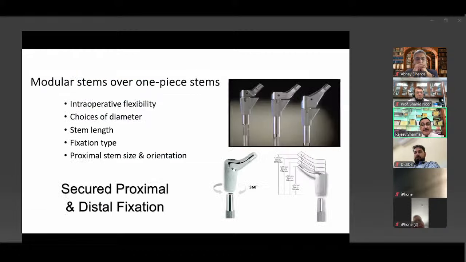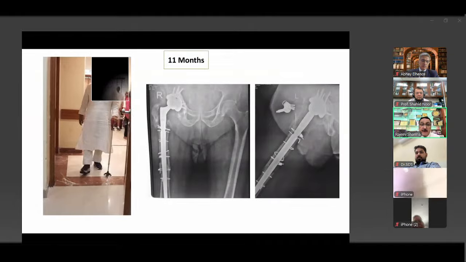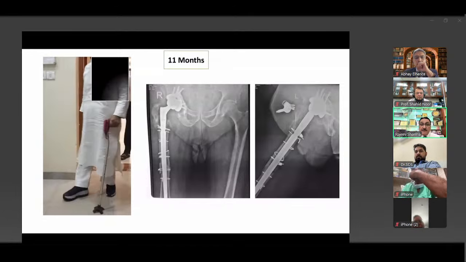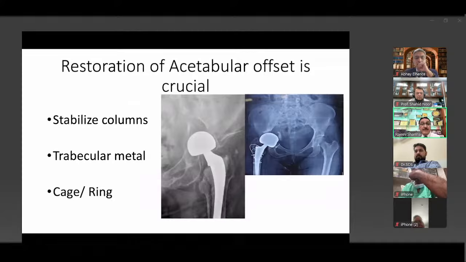Another patient, the modular stem over one-piece stem is very useful because the modular stems will give us a far better way of managing the offset in the right way. Restoration of the offset is crucial because you need to have the stabilization of the columns. You may need to have the special implants like cages, rings, and augments.